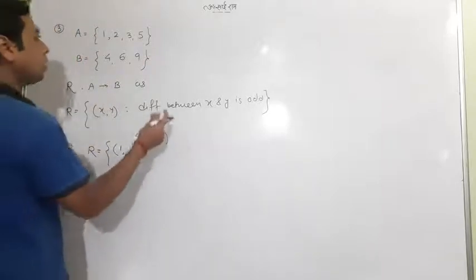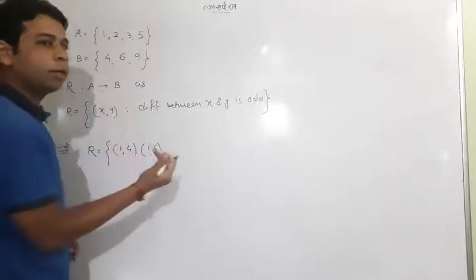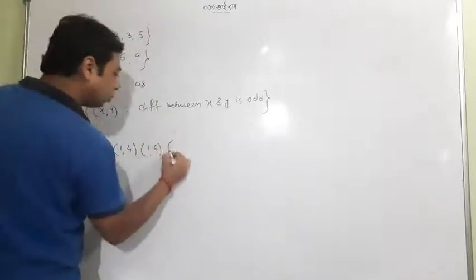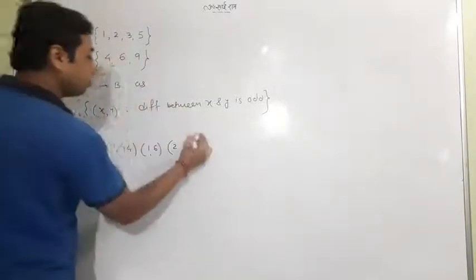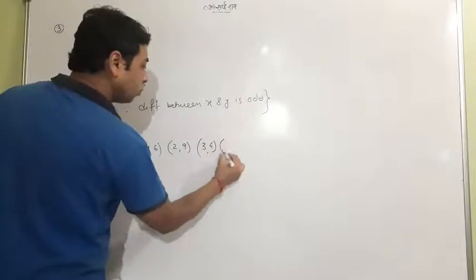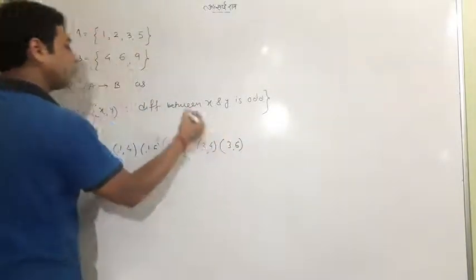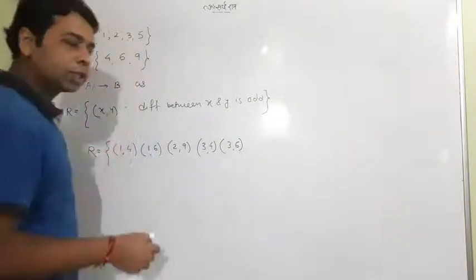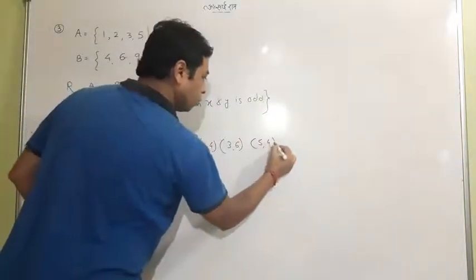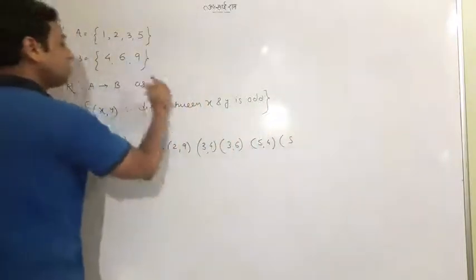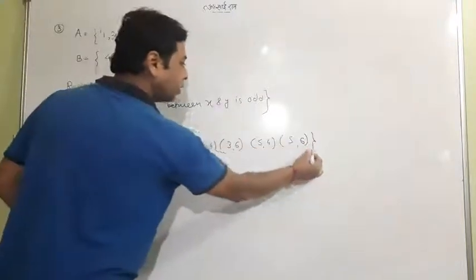Similarly, I think you have got it till now. 2 minus 4 and 2 minus 6 are both even. But 2 minus 9, one should take here: 2 and 9. 3 and 4, one should take. 3 and 6, one should take also, because the difference is odd. 3 and 9 is 6, which is even. Similarly 5 and 4, 5 and 6. And 5 and 9 is definitely 4.